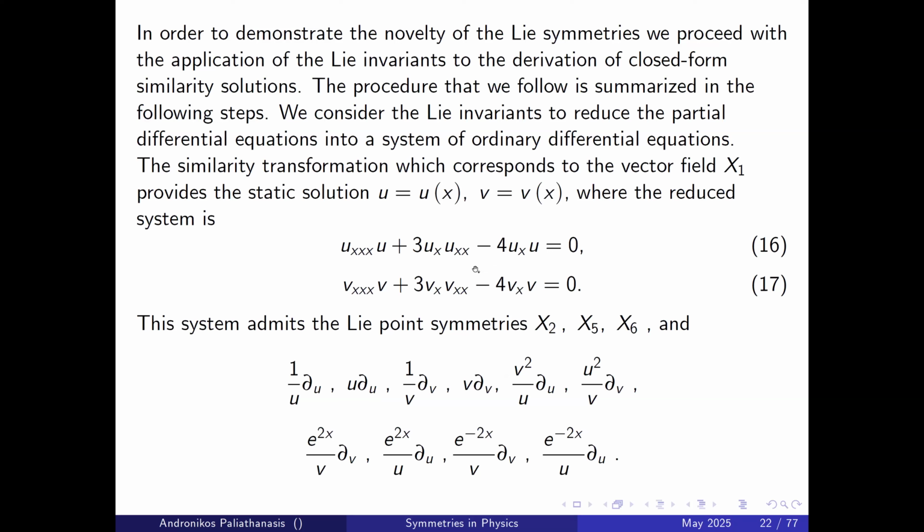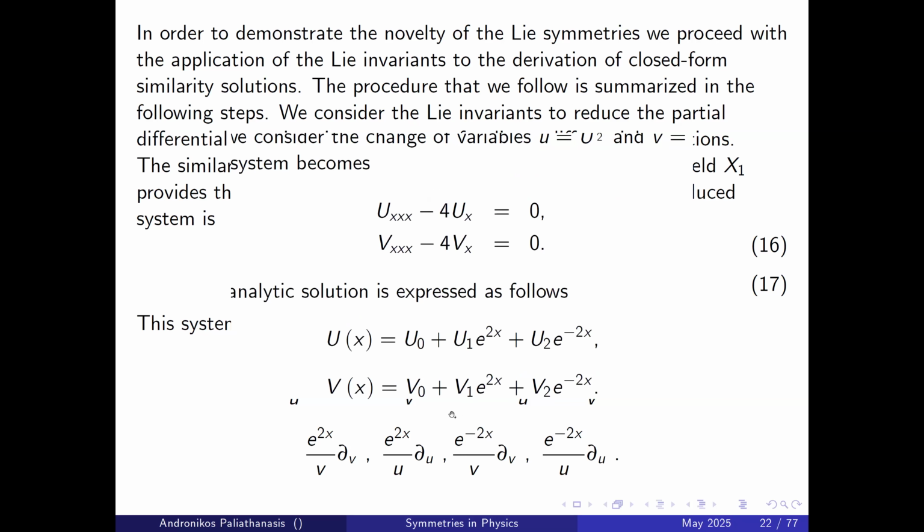This system now admits the following point symmetries. We calculate them because we can apply the symmetry analysis to reduce it further. This system admits the point symmetries X2, X5, and X6. As you can see, these are new symmetries, which are not symmetries of the original system. The original system admits 6 symmetries, but now we have 11 new symmetries. These new symmetries are known as type II symmetries, and actually are non-local symmetries for the original equation.